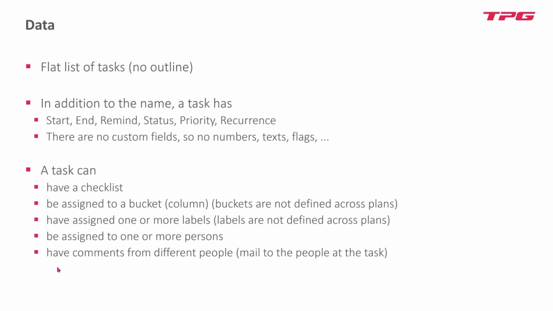And the last thing is you can have comments, and the different people involved get the comments in their inbox. So if you write a comment on a task, you get a mail about that comment. So that's all about data. You can have attached documents and hyperlinks. That is nothing new, this is more or less available everywhere, but for the structure of data, that's it. So we keep in mind: no custom fields, no structure of the list.